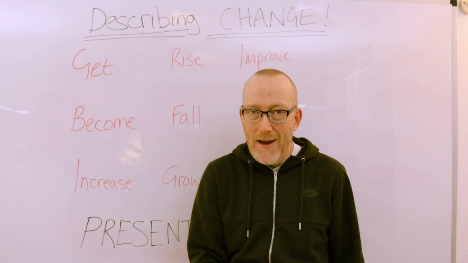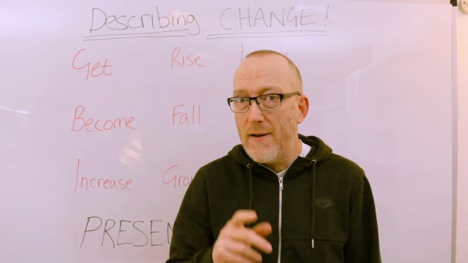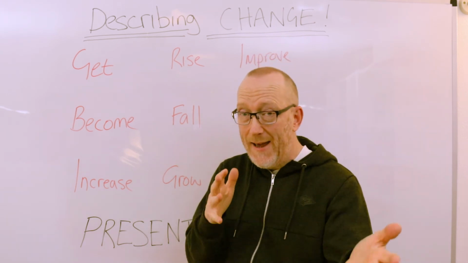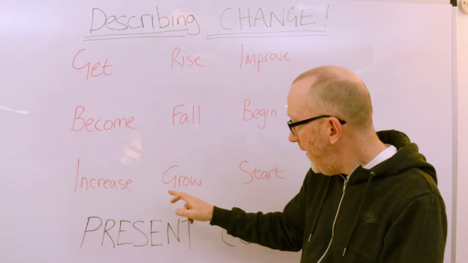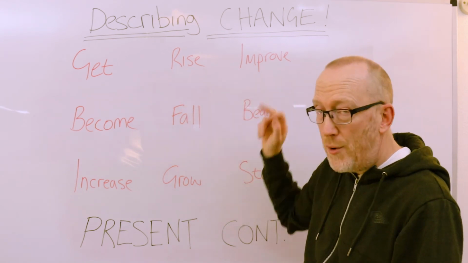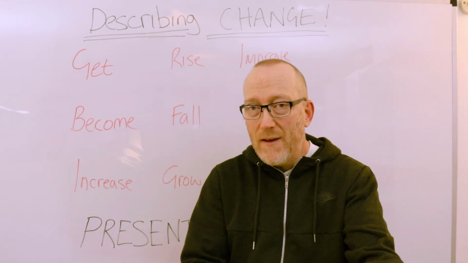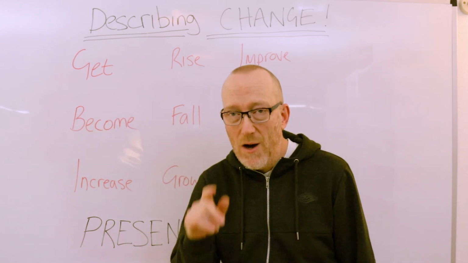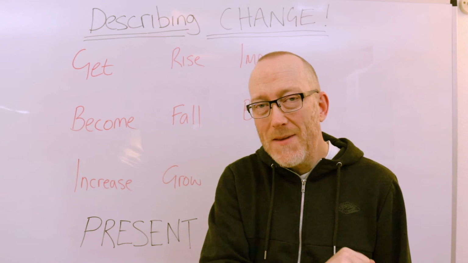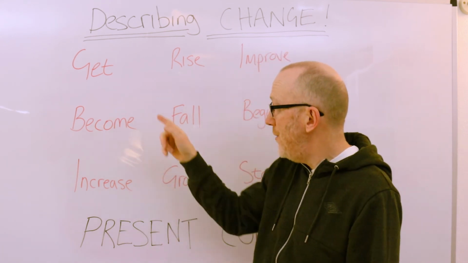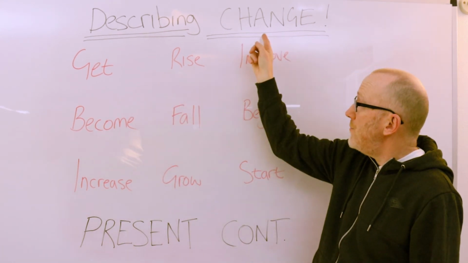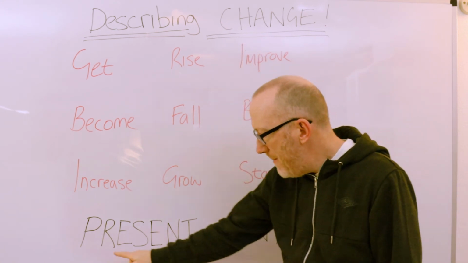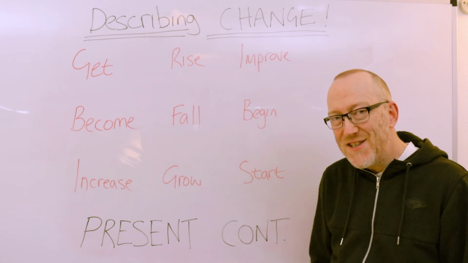Get is a very, very great verb for you guys to start learning and practicing using if you want to sound fluent in English. Increase, grow, start, fall, rise and improve are going to be fairly easy for you. The three difficult verbs, begin, become and get, are what I want you to practice. Yeah? So let me know how you get on practicing just those three verbs. Use them to describe things that are changing in your life. Yeah? And remember, use the present continuous to do it.